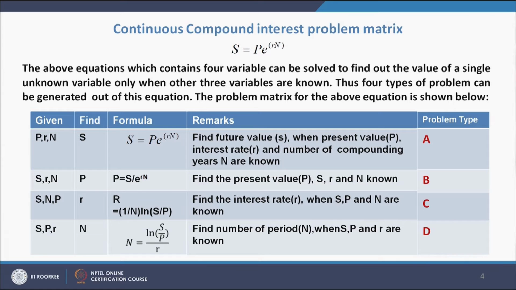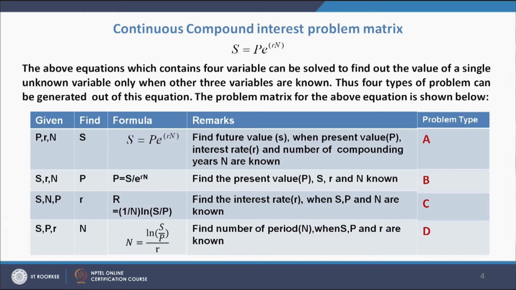The second type of problem will be: given S, R and n, we have to calculate the value of P. So, the formula which will be used for this purpose is P is equal to S divided by e to the power Rn. Find the present value P provided S, R and n are known. Such a type of problem will be called problem type P.